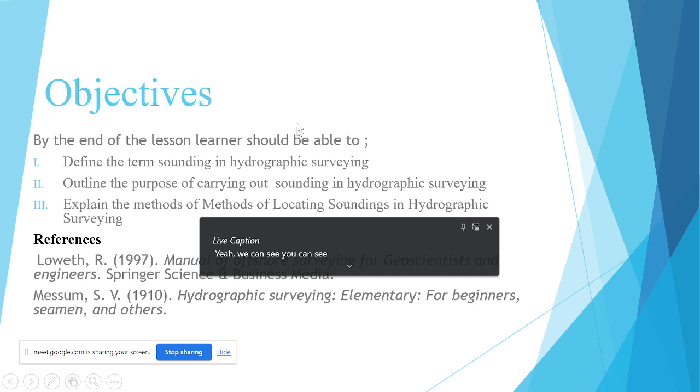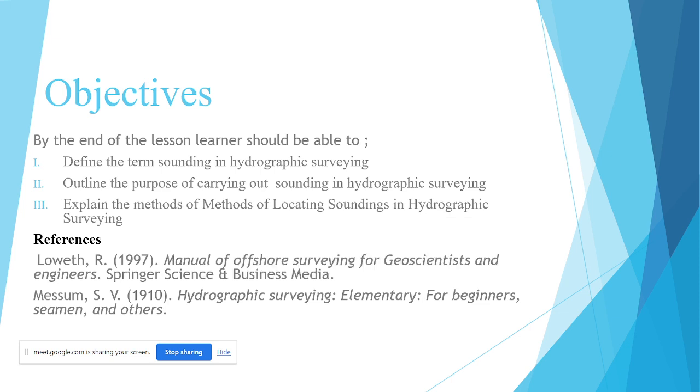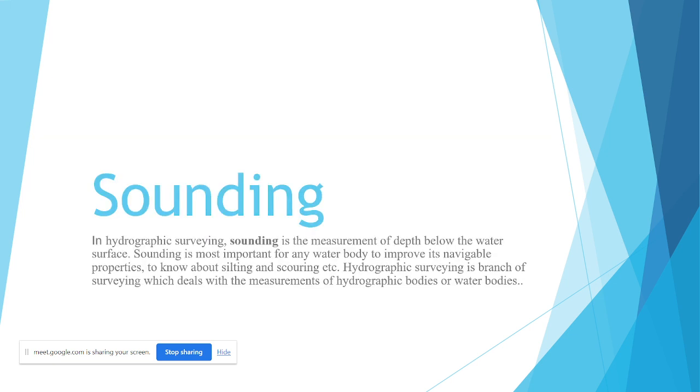We are going to look at the objectives, whereby we are going to define what sounding is in hydrographic surveying. We also get to outline the purposes of carrying out sounding in hydrographic surveying. Also, as we have looked at the purposes, we can look at the methods of locating sounding in hydrographic surveying.